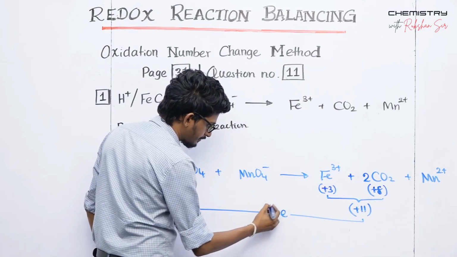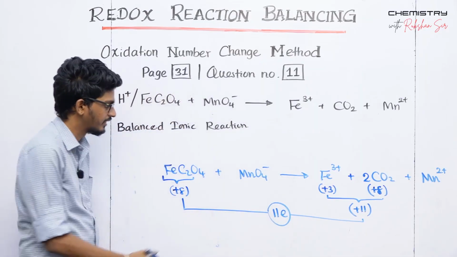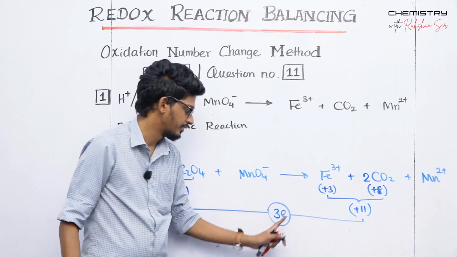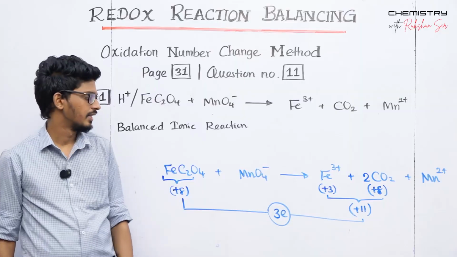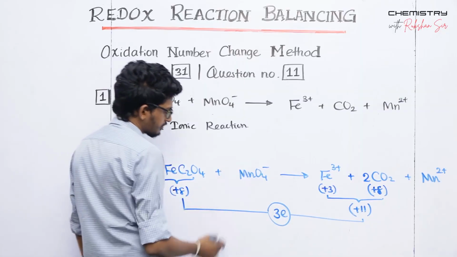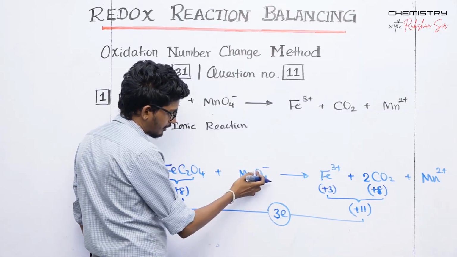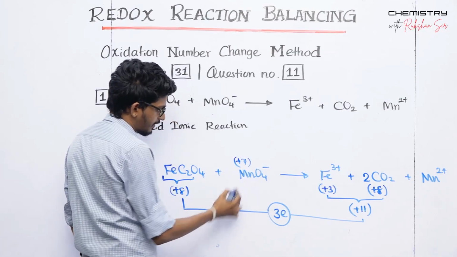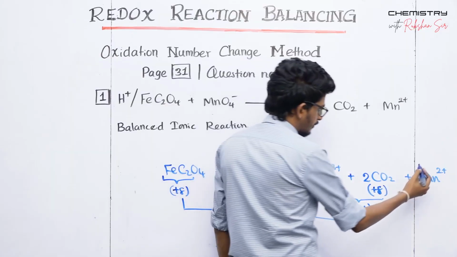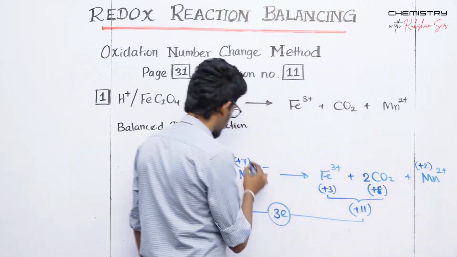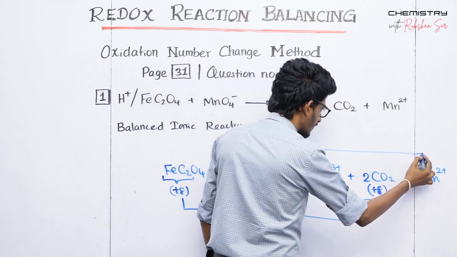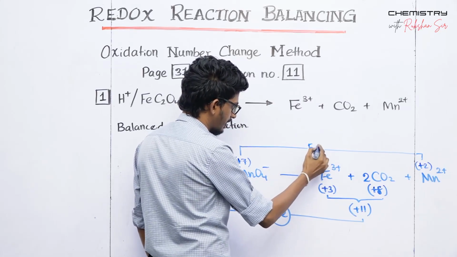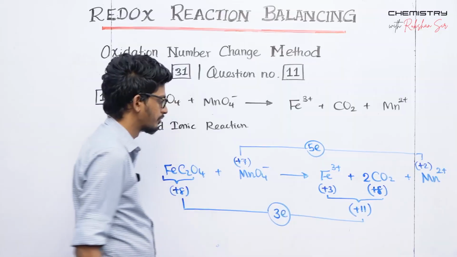Sorry, 3 electron difference. +8 and +11 means a 3 electron difference. Next, here minus 2 into 4 is -8, so +8 minus 1 is +7, and here it is +2. So the difference is 5 electrons. +7 and +2, 5 electrons.